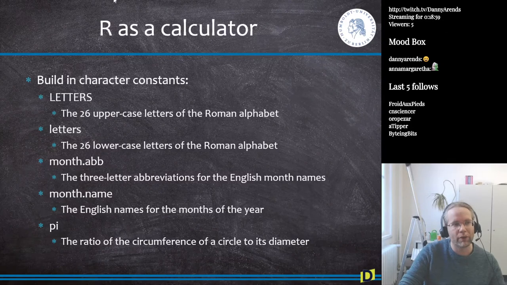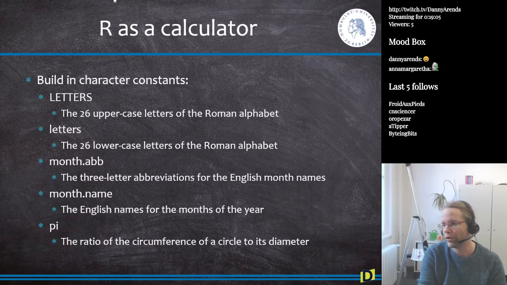Besides knowing about the letters of the alphabet, R also knows about the months. So you have month.abb, which is the abbreviations for the English month names, and you have month.name, which are the full names of the months. Furthermore, it also has a built-in pi, so it knows the ratio of the circumference of a circle to its diameter. So it's just a built-in constant, right? If you want to calculate something using pi, you don't have to type in 3.1415.